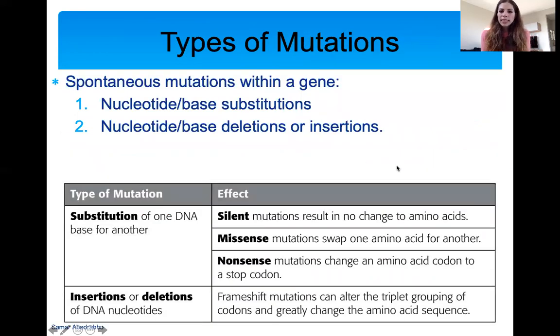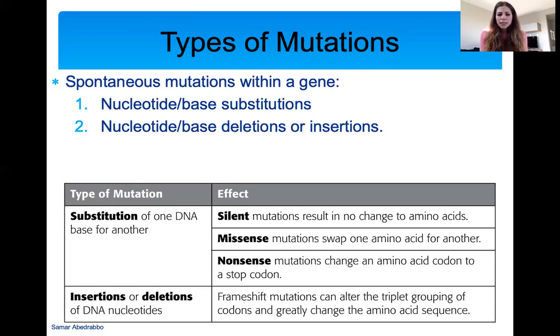So with spontaneous mutations, when we look at a gene, and remember a gene is a DNA sequence, the types of mutations you can get are nucleotide substitutions, which we also call base substitutions, because you're specifically focusing on the nitrogen bases, which are the A, G, T, C, or you can get nucleotide deletions or insertions. So just be aware that sometimes people will say base substitution, sometimes nucleotide substitution. So base and nucleotide can be interchangeable here.